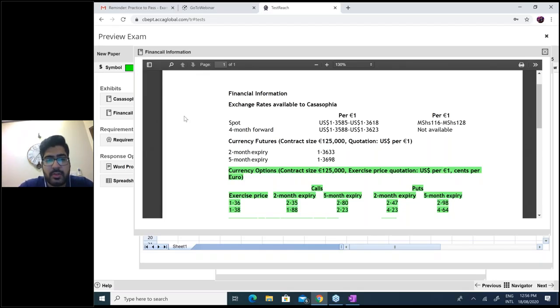Okay. So it's options, contract size euro 125,000, exercise prices dollar per euro, cents per euro. It's an indirect quote. You're given two options, calls and puts, 2-month expiry, 5-month expiry, and the exercise prices are given. I'm using the first exercise price. Understand it carefully. Second exercise price has to be taken care of by yourself. Now, the first thing. There are 4 columns of options: 2 columns for calls, 2-month expiry and 5-month expiry, and 2 columns for puts, 2-month expiry and 5-month expiry.